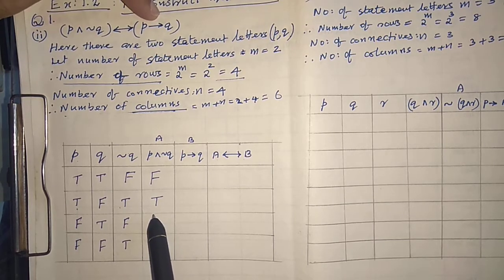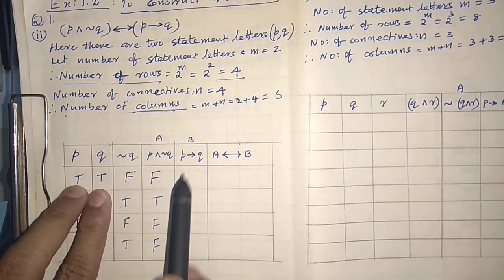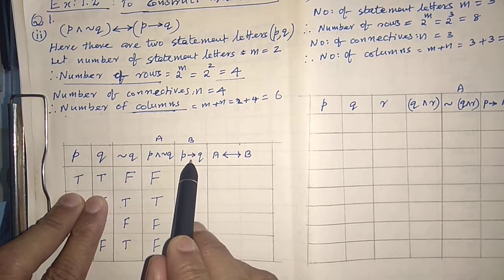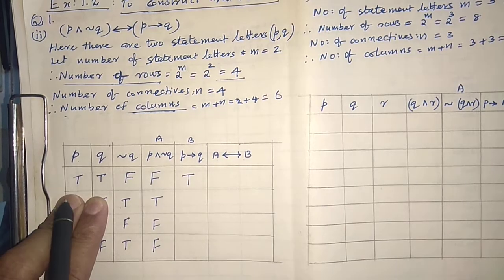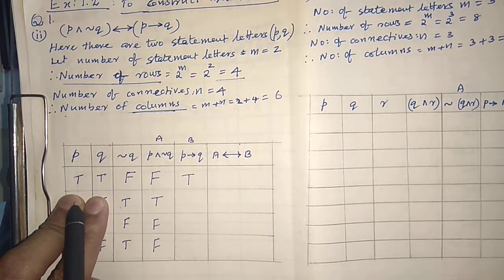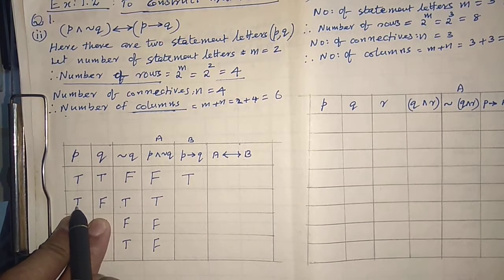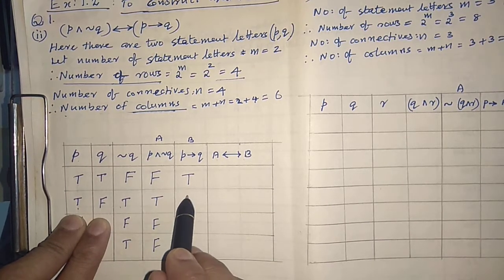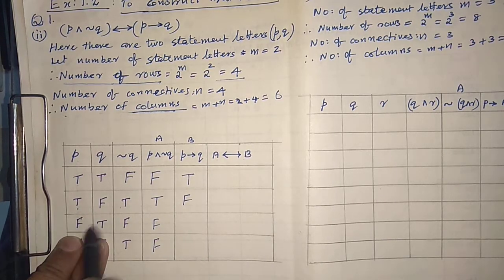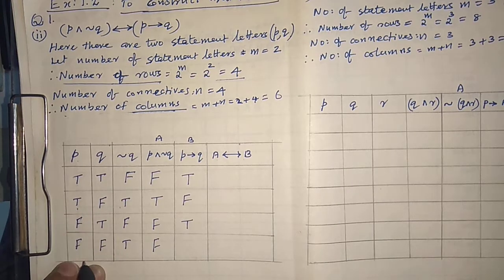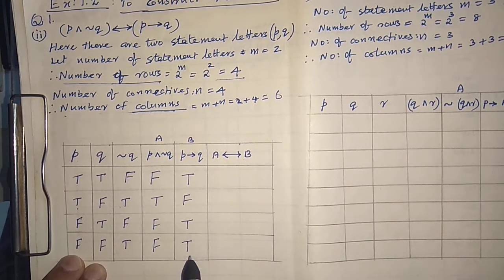Now we make the second one, P implies Q. These two, P and Q. Both are T, so T. In simple implication, what is the condition? If the first, the antecedent, is T and the second, the consequent, is F, then only it is F. It is not FT; it should be TF, in that order.